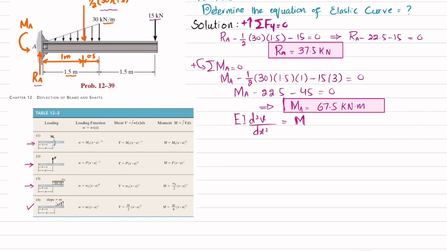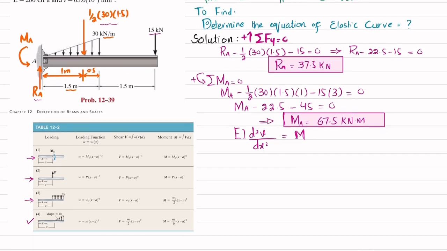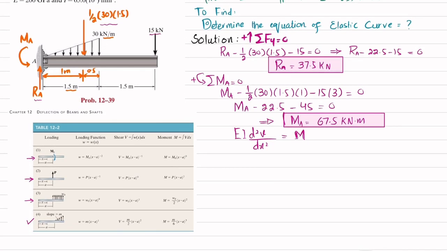If I draw the free body diagram of this beam, it will be like this, where you have Ra, that is equal to 37.5 kilonewton.